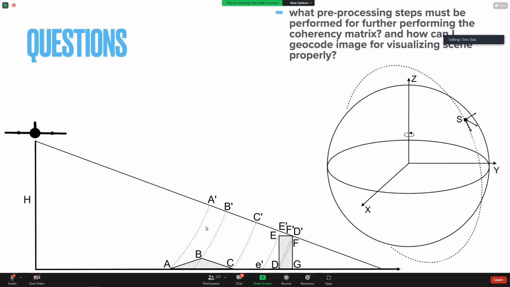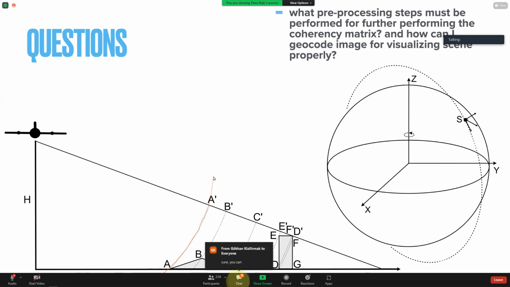So what we have in range, in this direction, our position is actually ambiguous. That's the problem of the layover. So you know the time information, okay? So let's say at point A, you know the distance between the sensor and point A, okay? But actually that point could be anywhere on that circle, okay? It could be anywhere here.